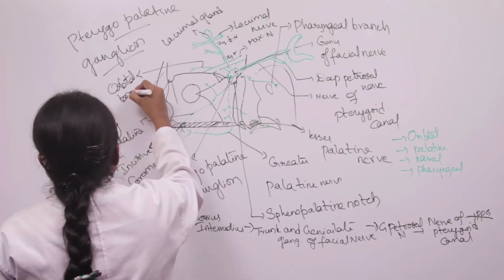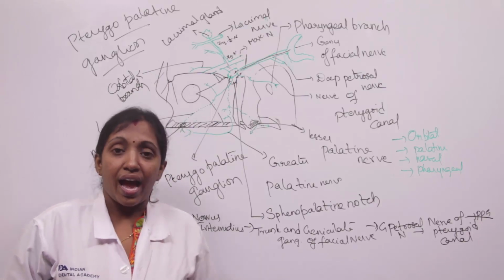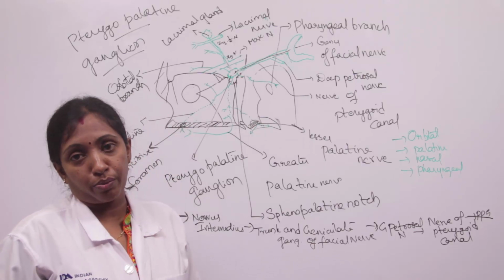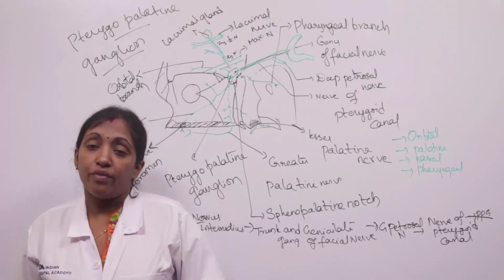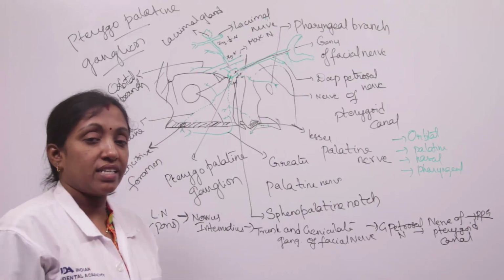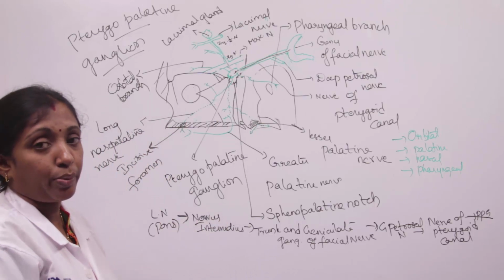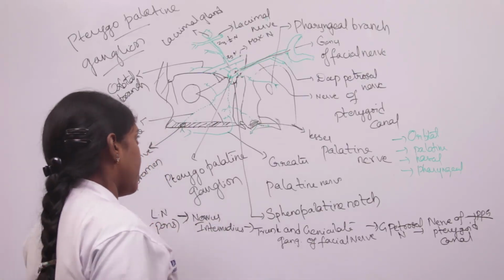Orbital branch: it passes through the inferior orbital fissure along with the infraorbital nerve, and it supplies the orbital periosteum as well as the mucous membrane of the sphenoidal and ethmoidal air sinuses. We know that the paranasal air sinuses are four in number: frontal, maxillary, sphenoidal, and ethmoidal air sinuses. This orbital branch supplies the mucous membrane of the sphenoidal as well as ethmoidal air sinuses.